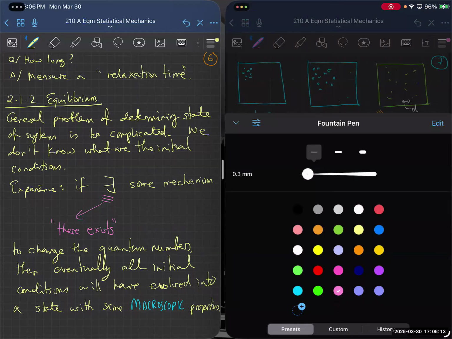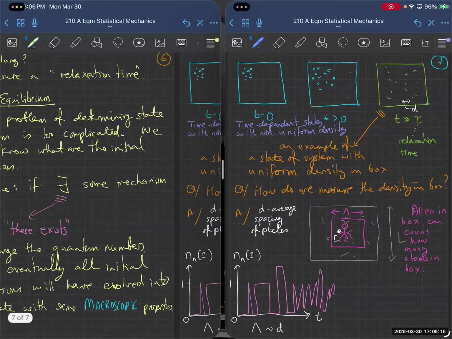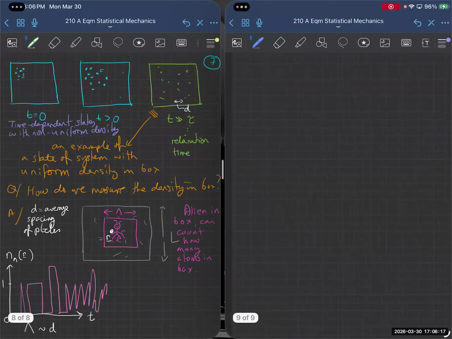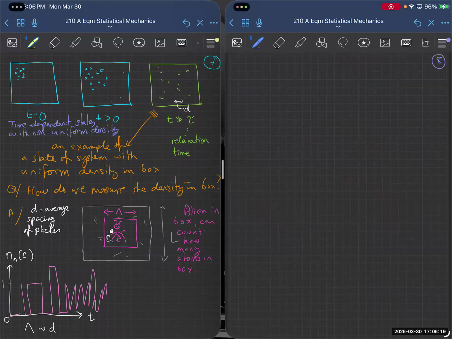So then you say, fine, all right. Well, that was really stupid. Why don't we just make the box that the alien is in be as big as the actual box itself? So here's time, and I'm going to count the number of particles in the box.